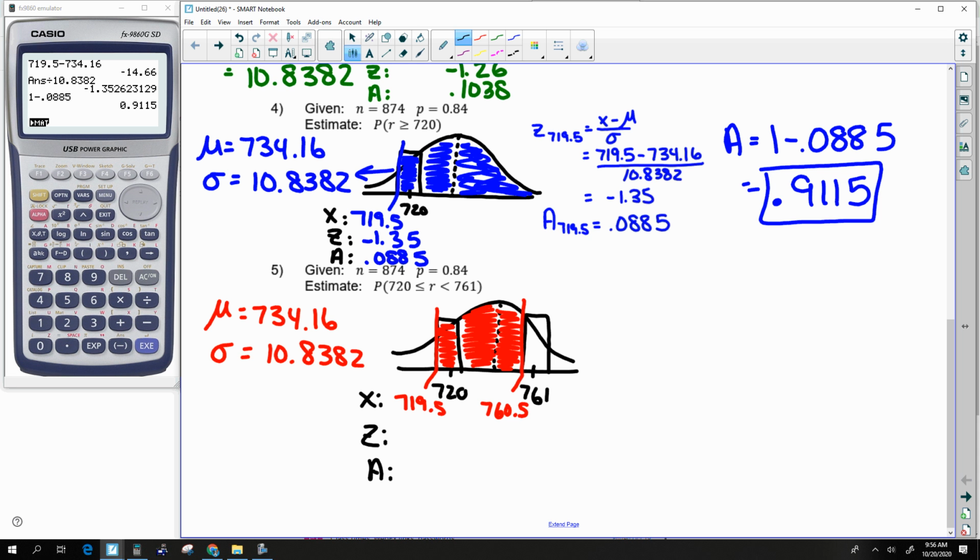All right, I did a lot of information about the 719.5. And so that is similar to the previous problem, which came up with a z-score and an area. Okay, I need to do this similar to the 760.5, and then again, find the area in between two things. You take the big minus the small.